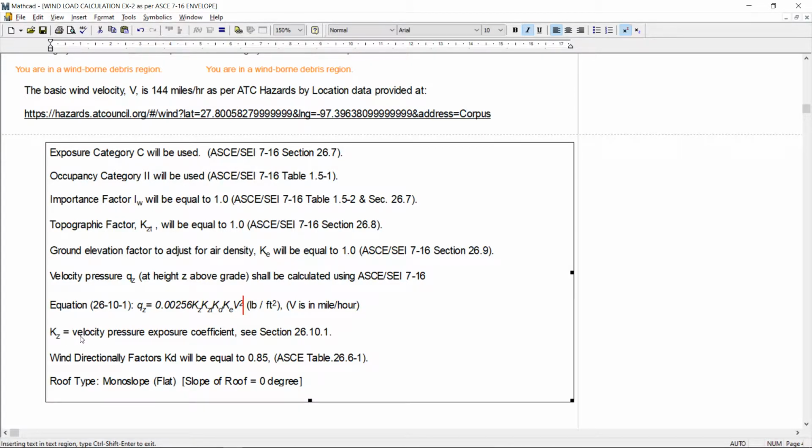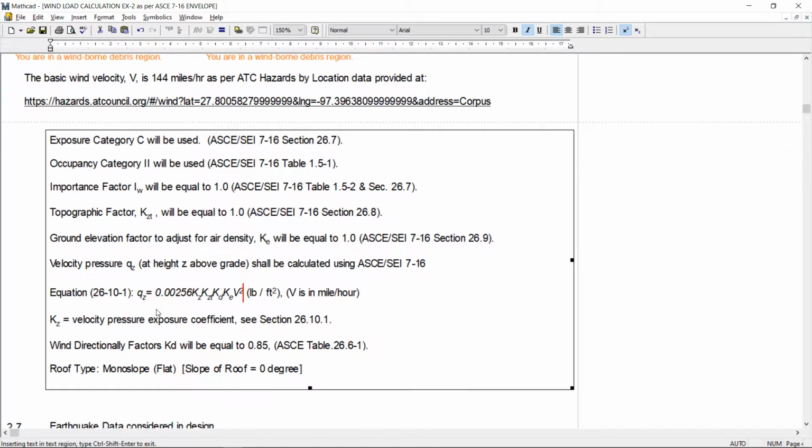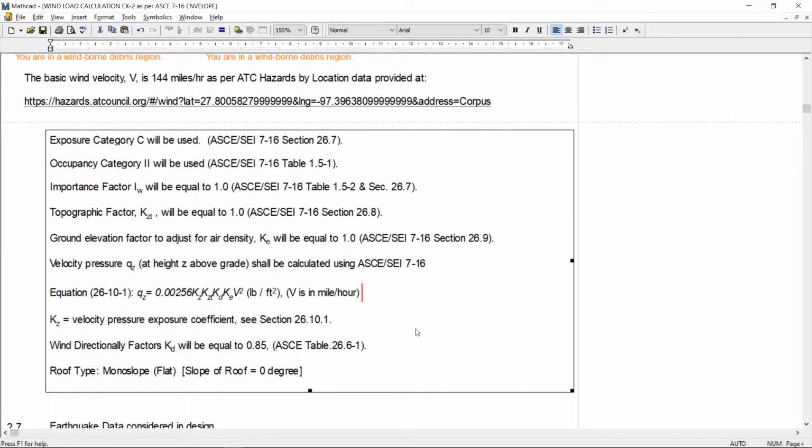They have deleted this parameter from this equation. Kz is of course the velocity pressure exposure coefficient as per section 26.10.1. The directional coefficient Kd is 0.85 as per ASCE table 26.6-1. The roof is flat, the slope is 0 degree.